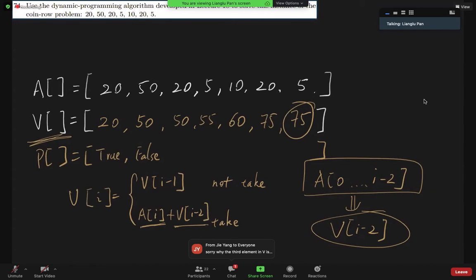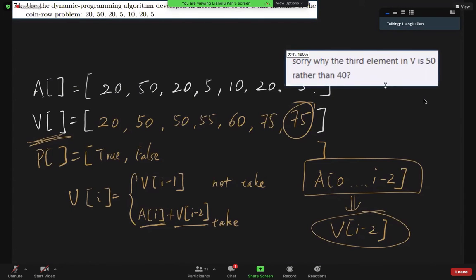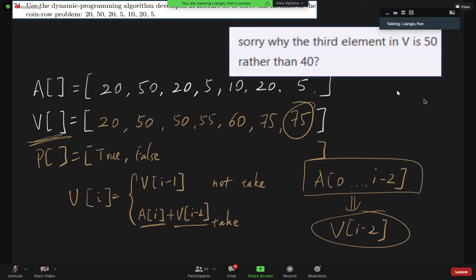A question from the chat window. Why is the third element in the array V 50 rather than 40? Remember what we store in the array V.